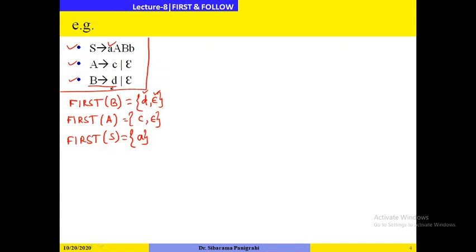Now let me ask you the follow of the non-terminals. First we will compute the follow of S. So what is the follow of S? Initially it will contain dollar. Next we have to look at the productions whose right hand side contains S. Here the right hand side doesn't contain S. So follow of S is dollar.